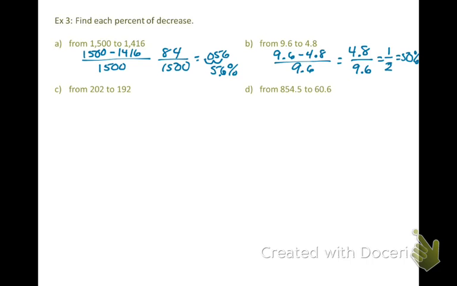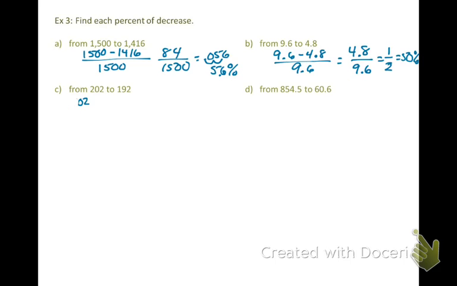Wouldn't it be divided by 1,416? No, because the first number is 1,500. You always do the first number on the bottom. And the first number is 1,500 on this one. So if it's 3/4, we put 75%, if we know it. I knew it was a half because 9.6 minus 4.8 already equals 4.8. Yeah, that's the only way.